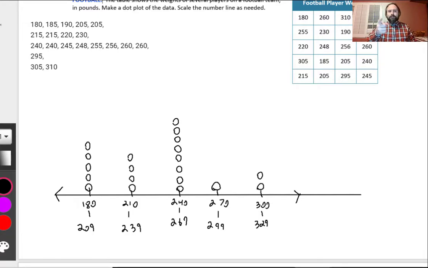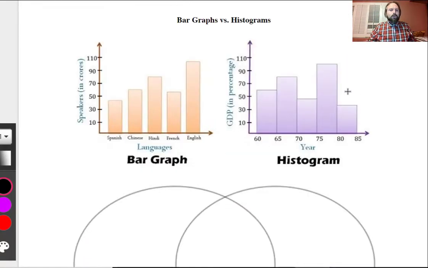All right, guys, we're done with box plots. Let's go to histograms and bar graphs. So, bar graphs and histograms. Here's the visual representation right here. We have the bar graphs right here, where we have discrete data, where they don't connect at all. And then we have histograms, where they do in fact connect. You do go from 65 to 70 to 75 to 80 years old. There is a connection between all that.